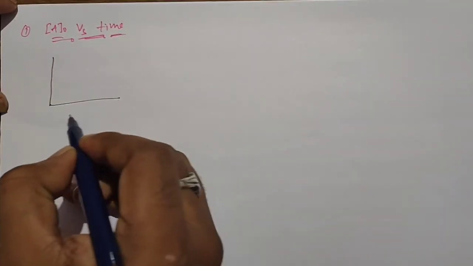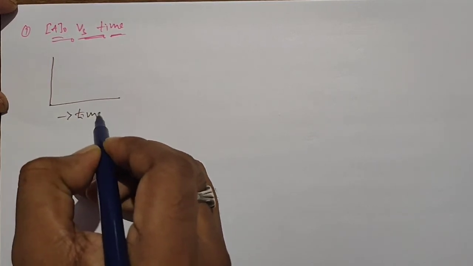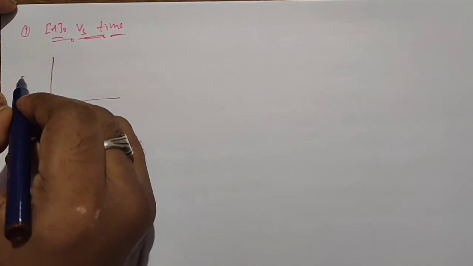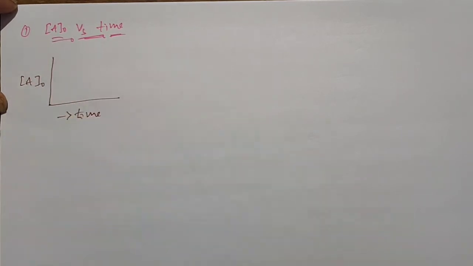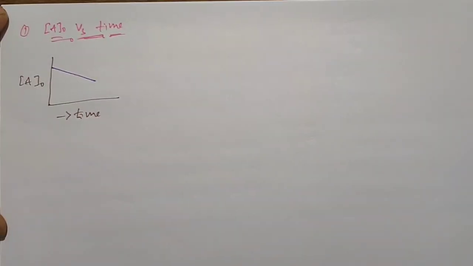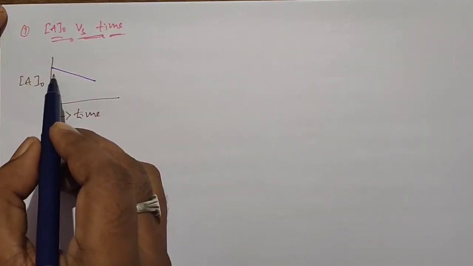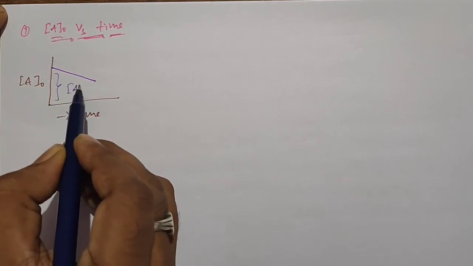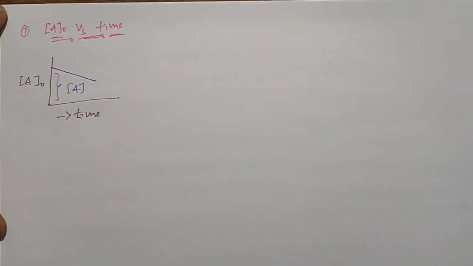On the x-axis I take the time, on the y-axis I take the concentration A0. Then we get a straight line with a negative slope. We get a straight line with a negative slope. Here the intercept must be A0. So this is the graph when drawn between concentration and time.